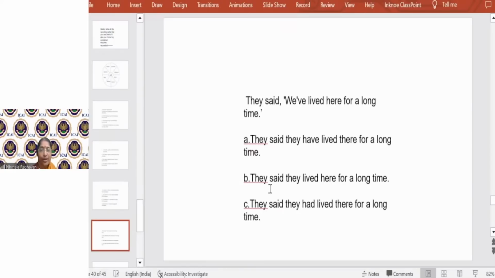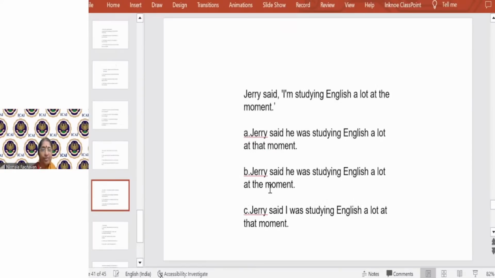Let's look at the next one. "Jerry said, I'm not..." The moment you look at the question sentence, please count the number of changes you need to make.